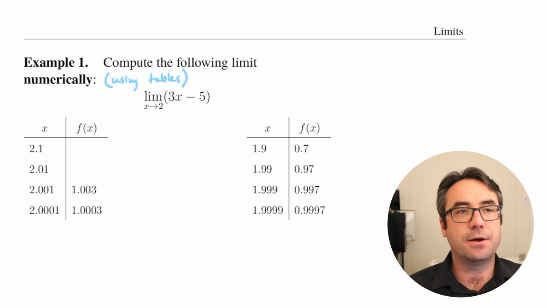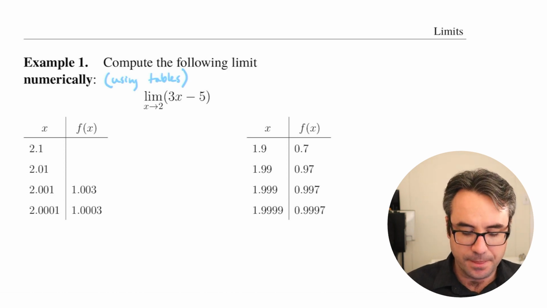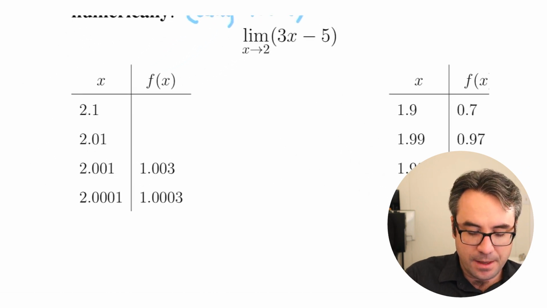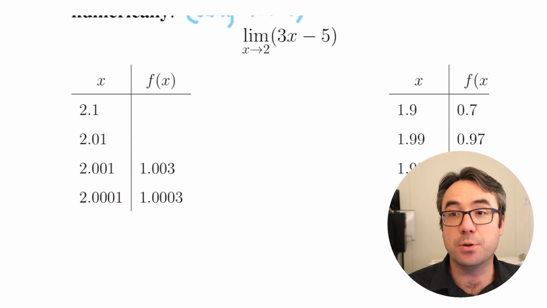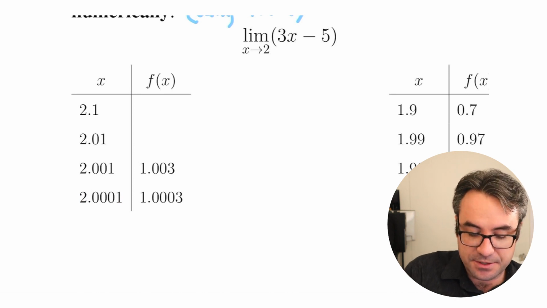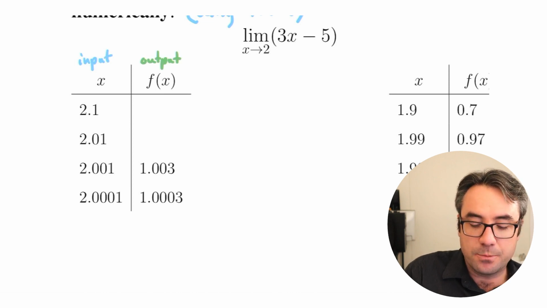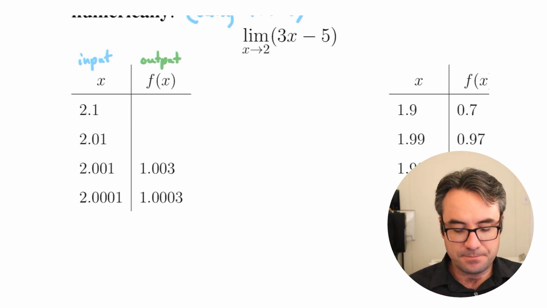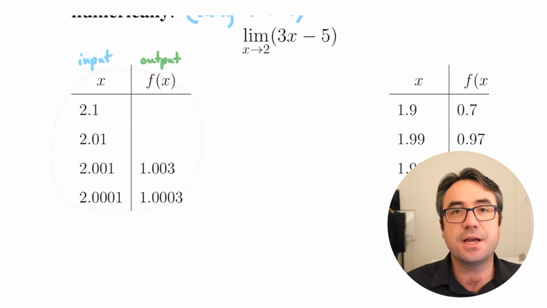Okay. So how does this process work? What are we going to do? In each of these tables, let's look at this first one. I have some x values here, some inputs. Remember, think of x as the input, what we're plugging in, and f of x is what we get out. It's the output of our function. Let's fill in this first table just to see how the process works.